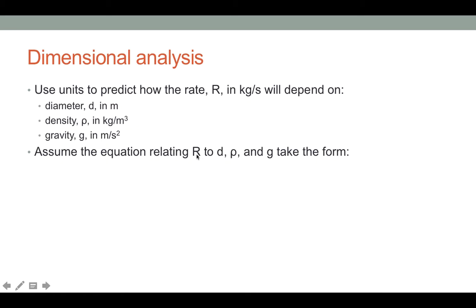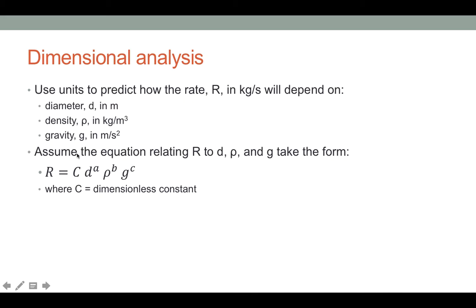Namely, we're going to assume all of these will simply be power relationships, or the rate will equal some constant, and this will be a dimensionless constant, so all of the dimensions will be in the diameter, the density, and g. And it'll be c times the diameter raised to some unknown power, times the density raised to some unknown power, times g raised to some unknown power.